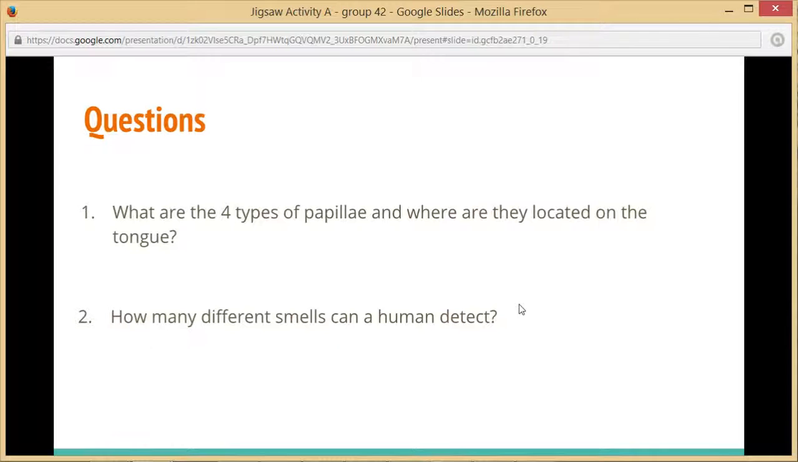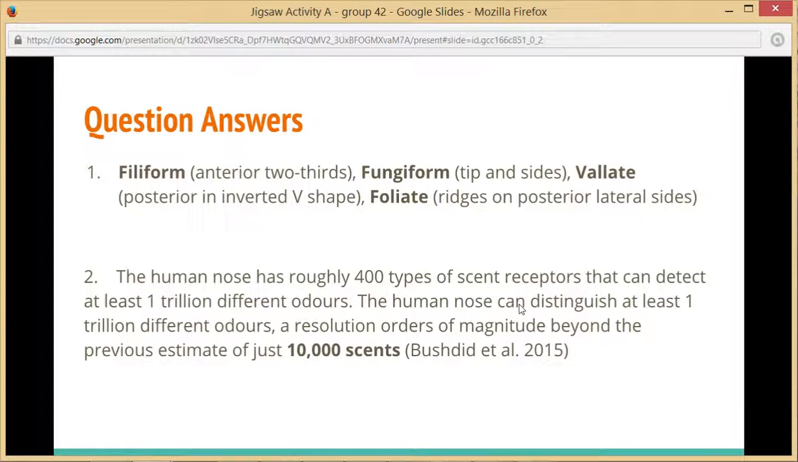So the answer to question 1 is filiform, fungiform, vallate, and foliate. And the answer to question 2 is the human nose has roughly 400 types of sense receptors that can detect at least 1 trillion different odors. The human nose can distinguish at least 1 trillion different odors, a resolution orders of magnitude beyond the previous estimation, which was 10,000 scents.